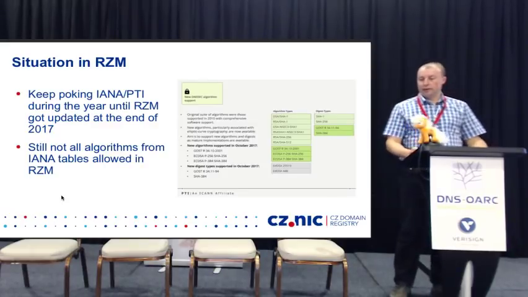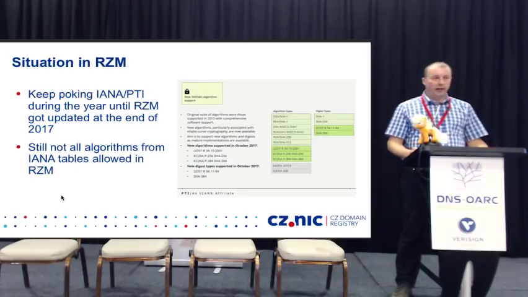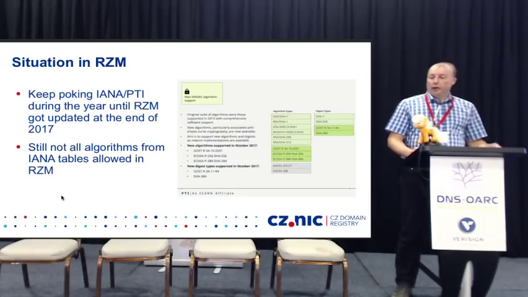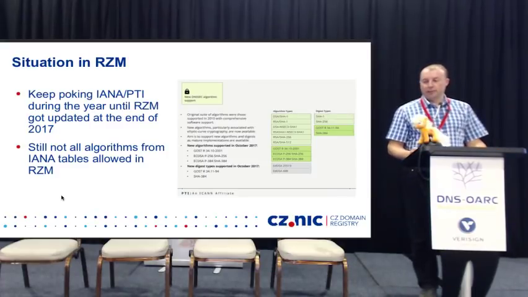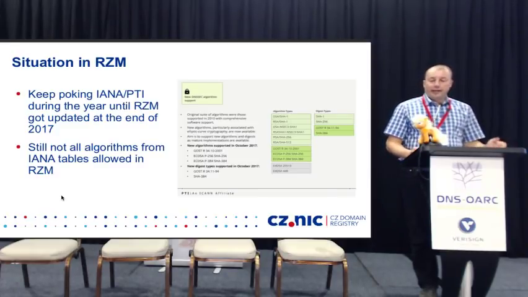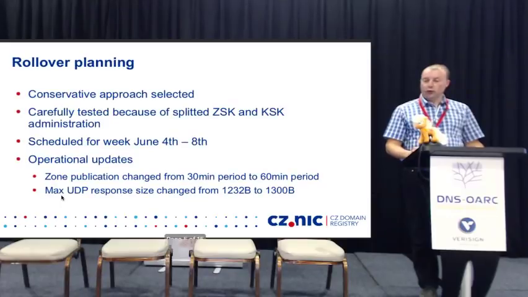However, there are still some algorithms that are already in the IANA tables as allowed algorithms, but they are not allowed in RZM. Well, I think that may be a problem. I'm not saying that somebody wants to have these Edwards curves published in the root zone yet, but if there will be a time, we probably should not wait another year until the RZM is updated. So it was possible to do that.